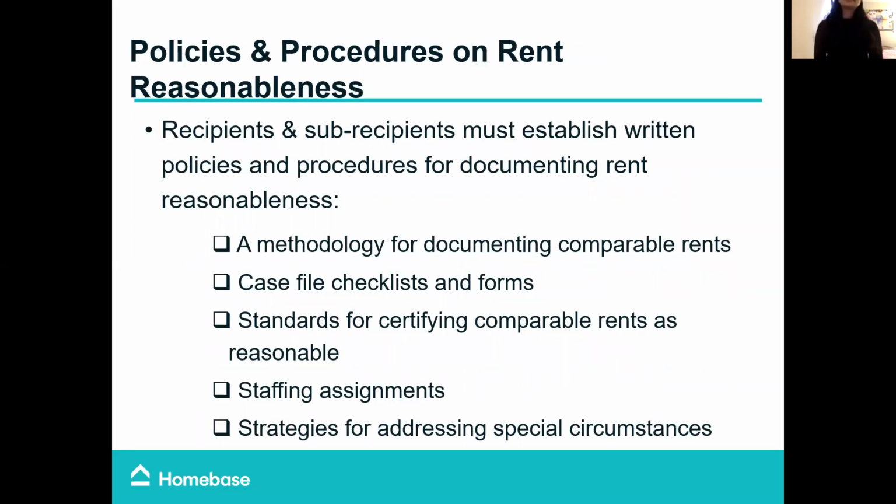Recipients and subrecipients must establish clear written policies and procedures for documenting rent reasonableness. And this should cover the methodology for documenting comparable rents, the checklists and forms that will be included in case files, standards for certifying comparable rents as reasonable, staffing assignments, and strategies that will be used to address special circumstances.